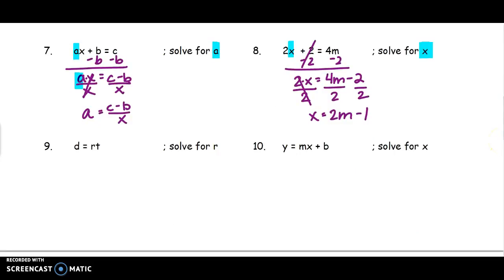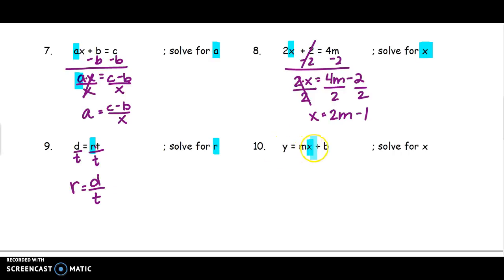Number 9 is a problem or a formula that you're going to use a lot in science classes. It's distance equals rate times time, okay? If your science teacher, or me, your math teacher, gives you your distance and your time, and I want to know the rate, meaning we're solving for r, what would you have to do? Well, since it's rate times time, we would have to divide by time. So this means you would find your rate by taking the distance you traveled and dividing it by the time. So like I said, you're going to use this in science too, not just math.